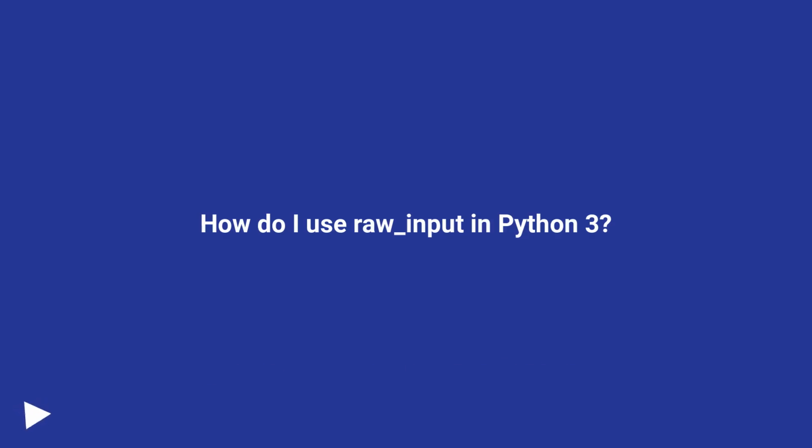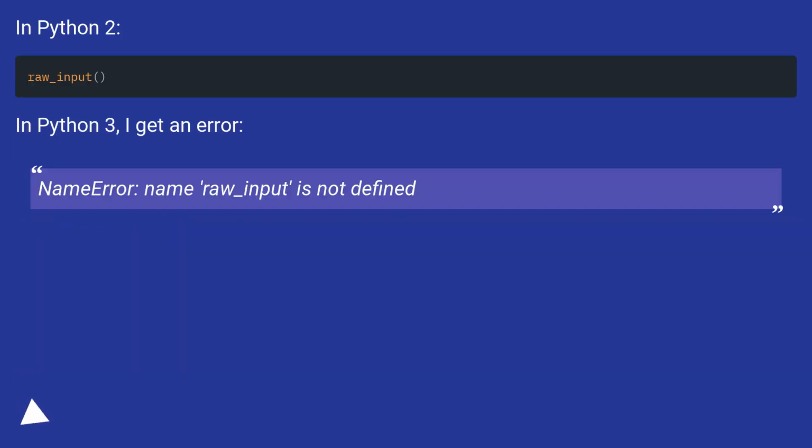How do I use raw_input in Python 3? In Python 2. In Python 3, I get an error. NameError: name 'raw_input' is not defined.